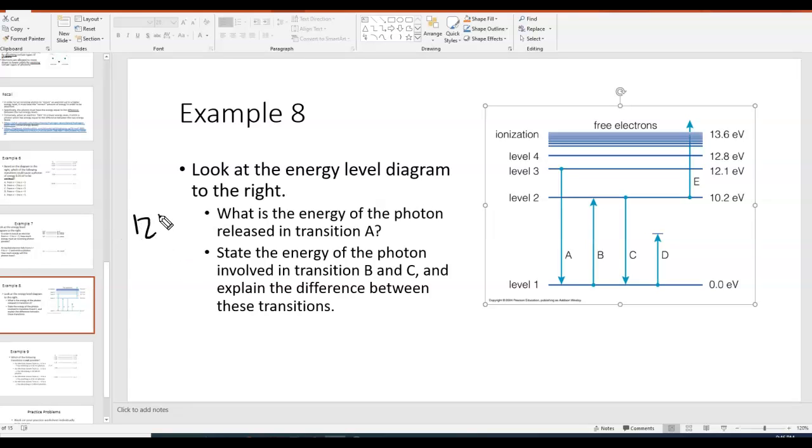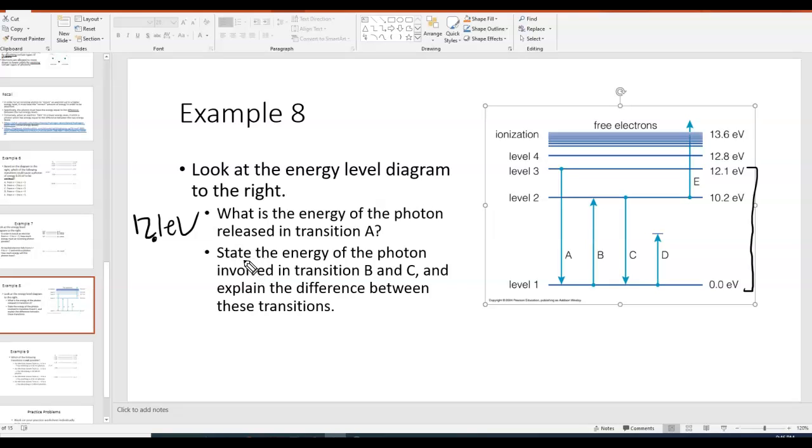Hopefully you got the correct answer. That is 12.1 eV. I know that because between this level and this level, I'm looking at the gap. The gap between 0 and 12.1 is just 12.1. So 12.1 electron volts is the energy of the photon emitted in transition A.